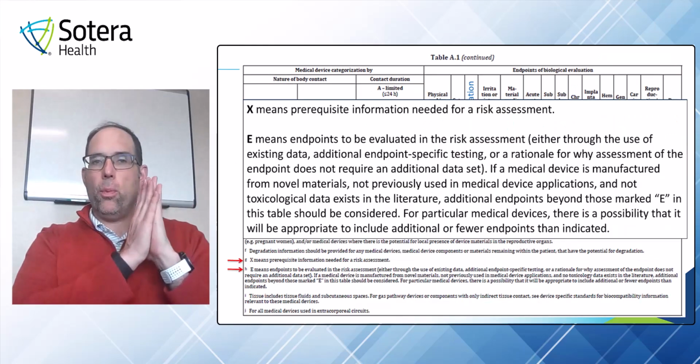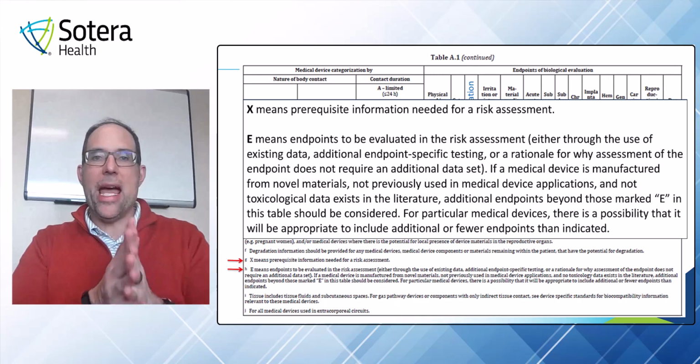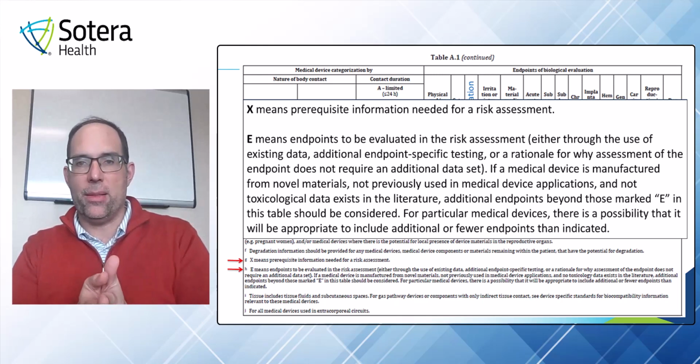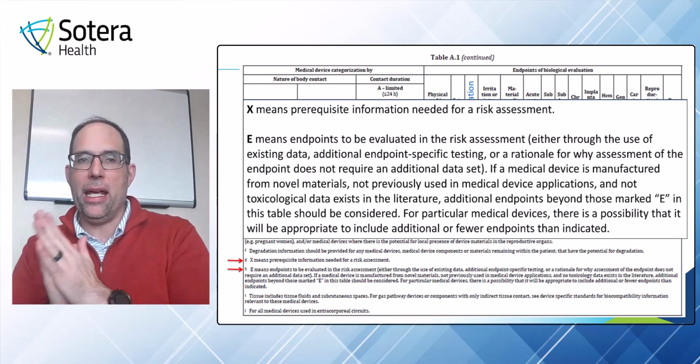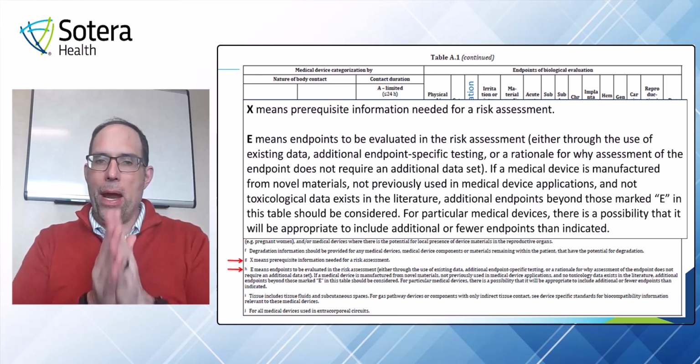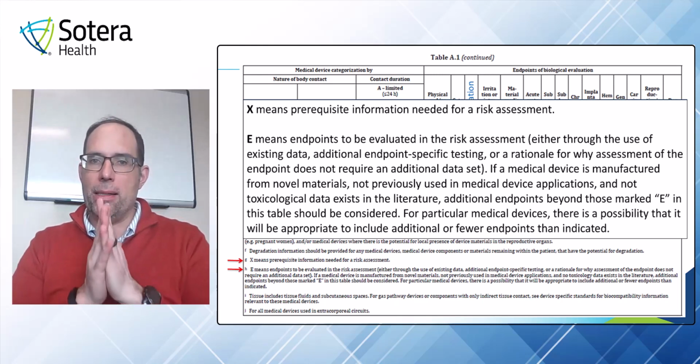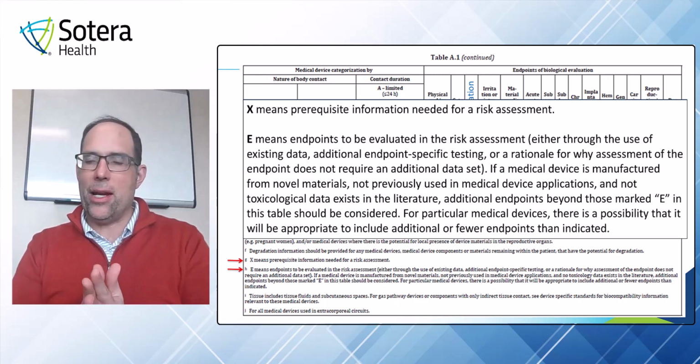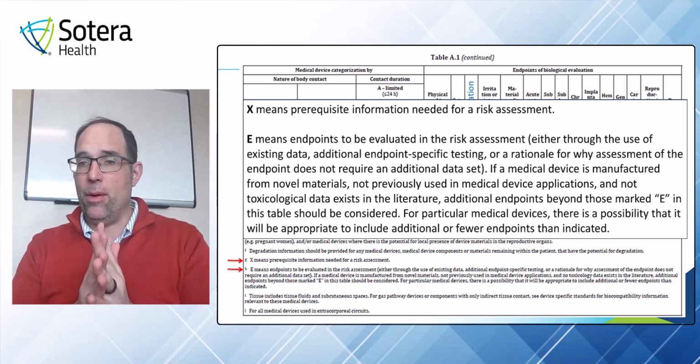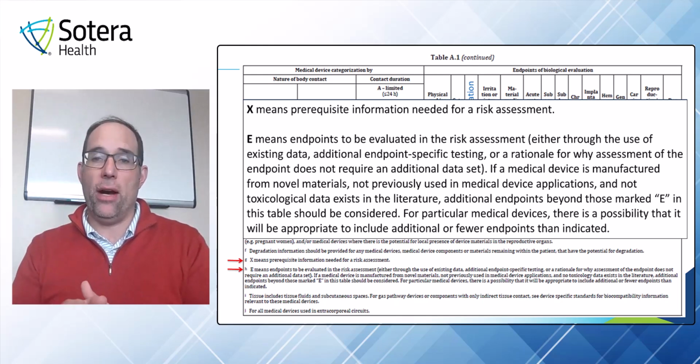So X's are prerequisites, so you need that information to do a risk assessment and determine what testing you need. The E, now look at that paragraph we put in for E. If you've ever been on a standard committee, you know how long and how much discussion goes into just one paragraph, right?